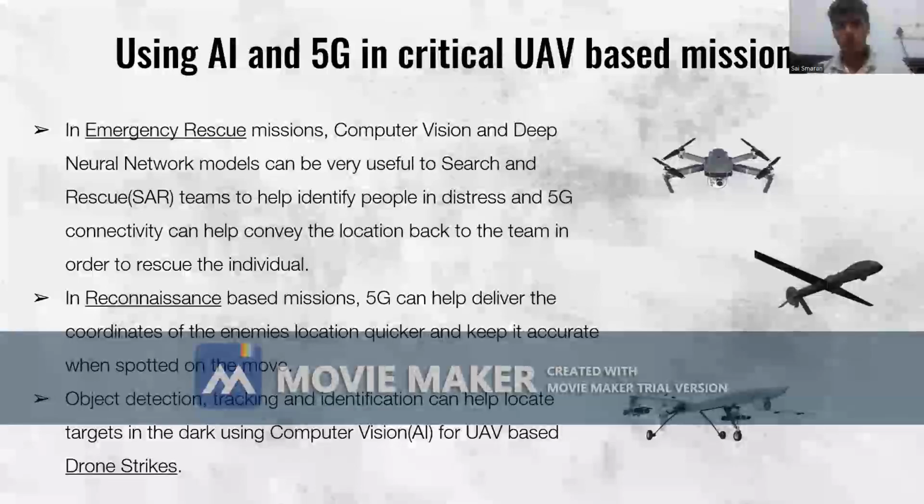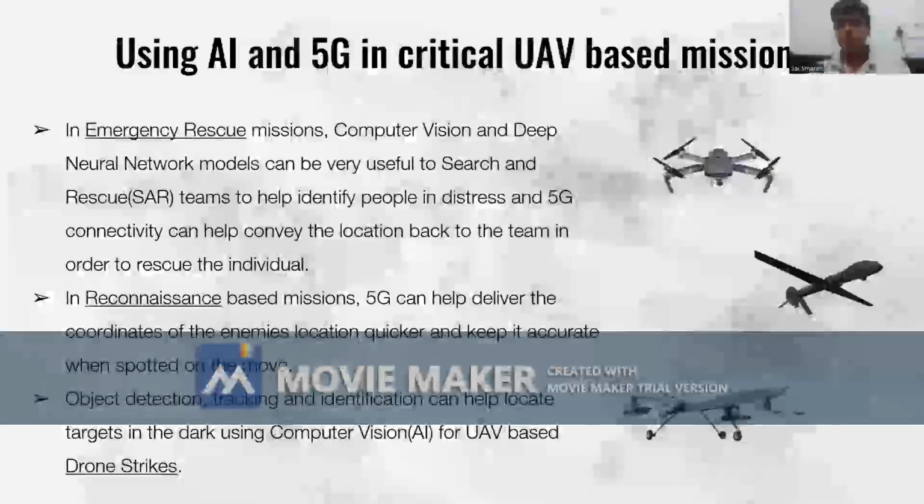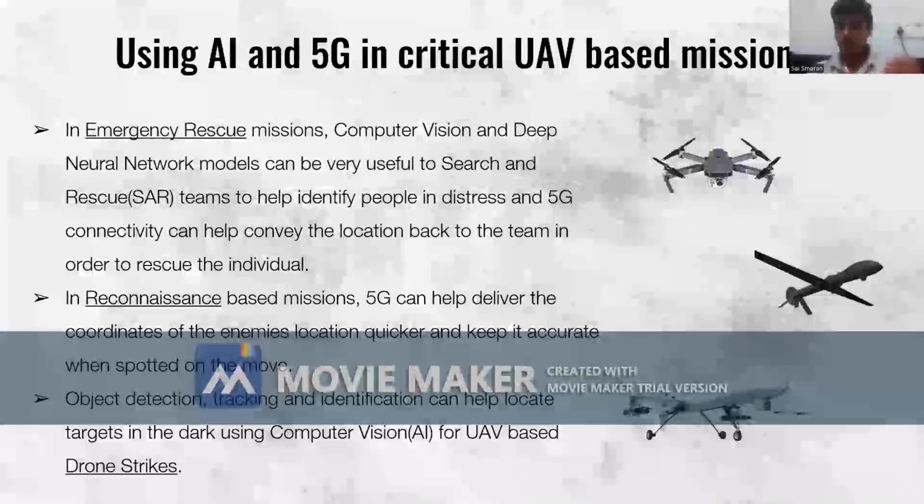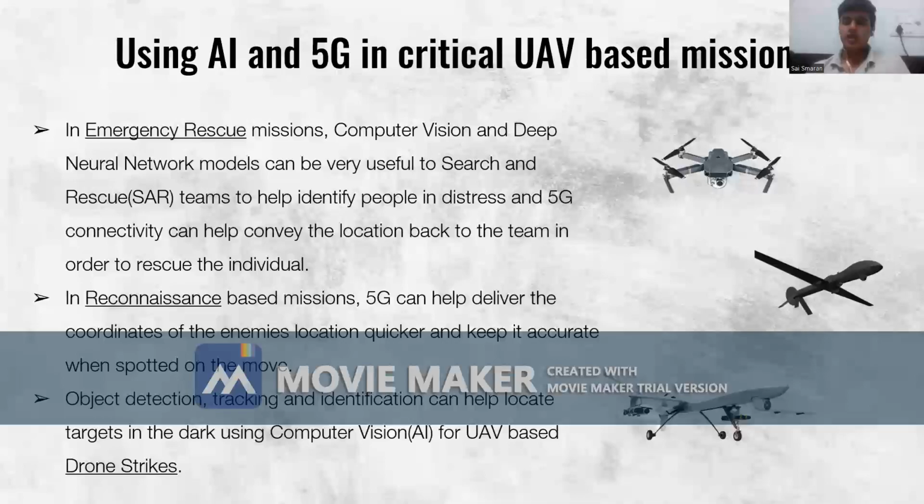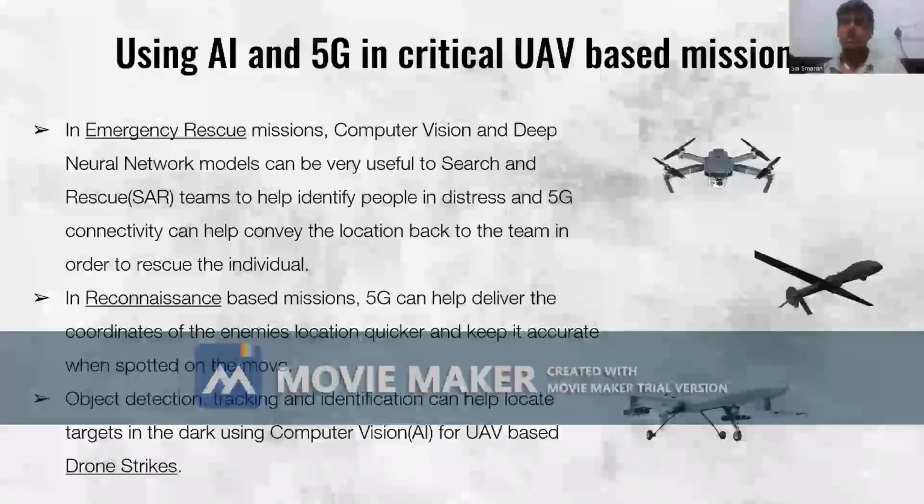So now we move on to using AI and 5G in critical UAV based missions. Why is it important? In emergency SAR teams, that is search and rescue teams, they can use UAVs so that they can come to know about the situation on ground better instead of going over there and then deciding. And how can it be done? It can be done using DNN models, that is deep neural networks.